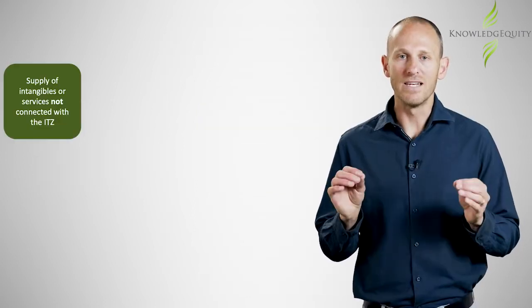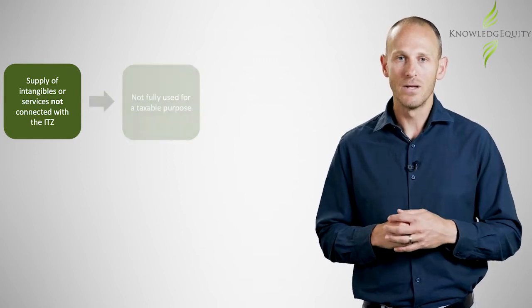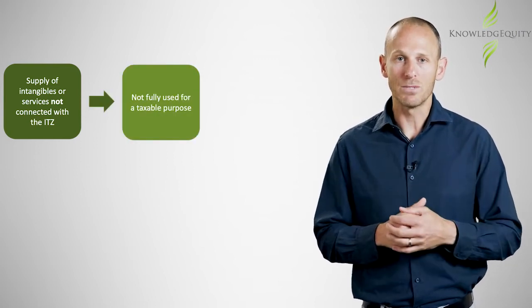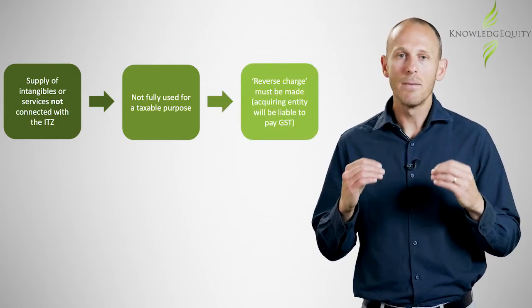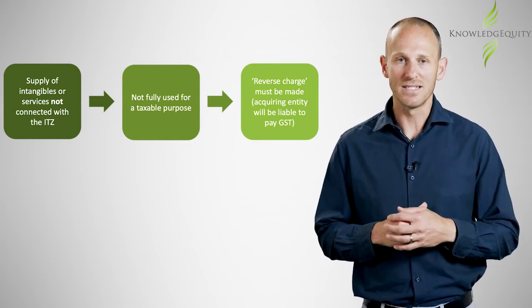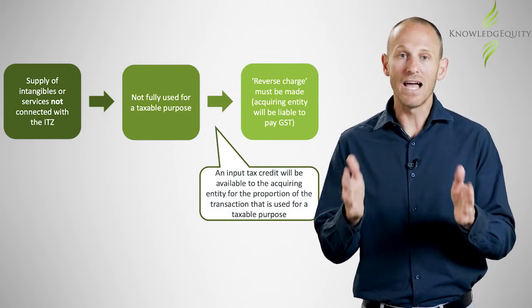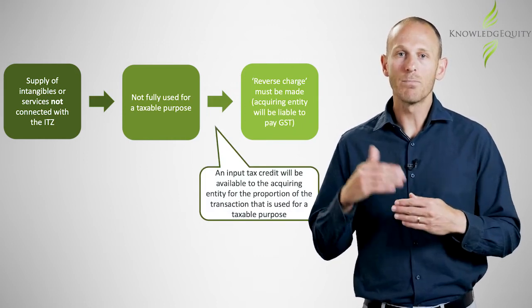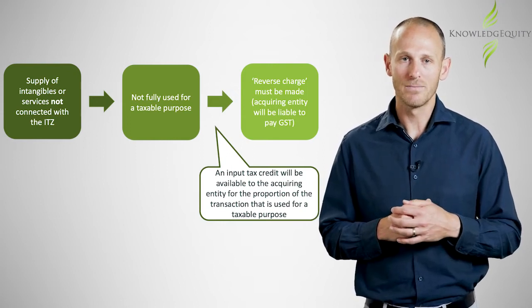Where there is a supply of intangibles or services that is not connected with the indirect tax zone, but is not fully used for a taxable purpose, then a reverse charge needs to be made, meaning the acquiring entity will be liable to pay GST on the transaction. However, an input tax credit will be available to the acquiring entity for the proportion of the transaction that is used for a taxable purpose.